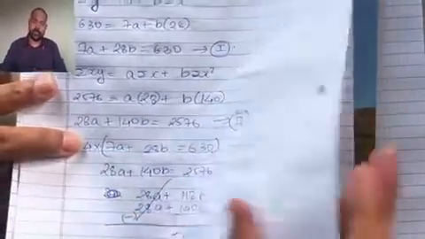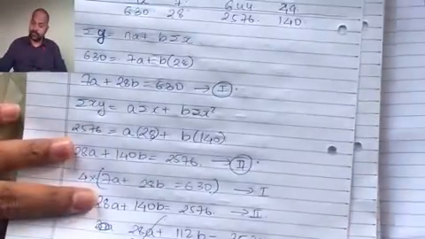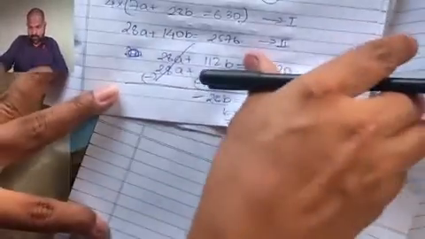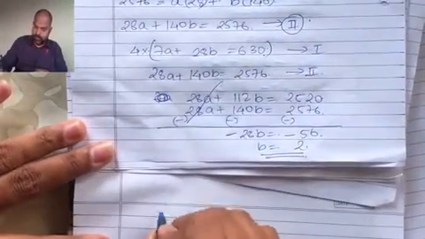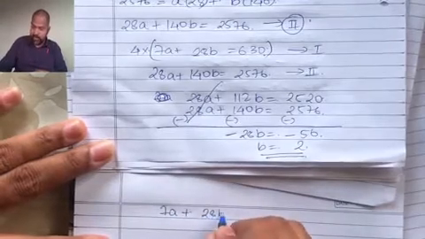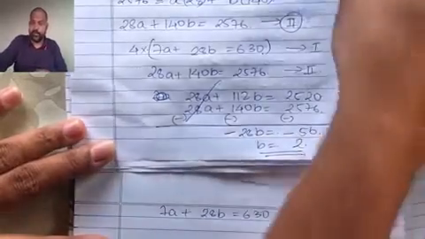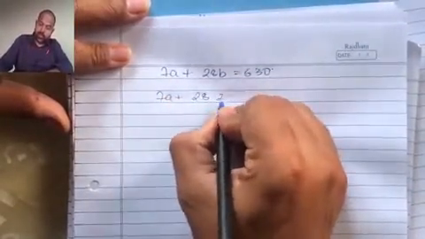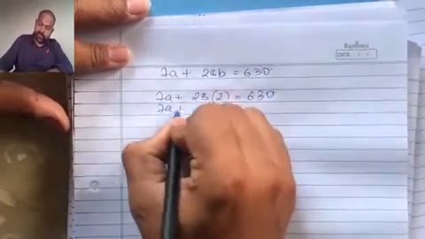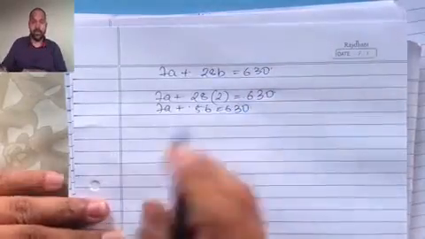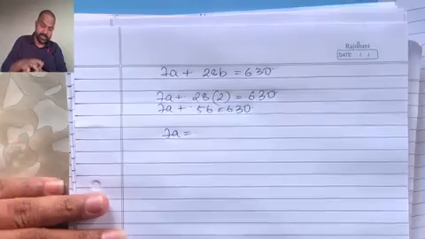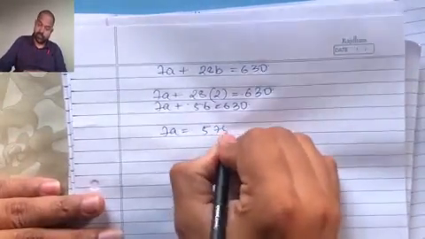Let's find the value of a. How will I do that? I will substitute this value of b into one of the two equations. So I am taking the first equation, and that is 7a plus 28b is equal to 630. Now I know the value of b is 2. So let me start substituting. 7a plus 28 into 2 is equal to 630. 28 into 2 is 56, so 7a plus 56 is 630. 56 goes to the other side and subtracts. 7a is 630 minus 56, which is 574.